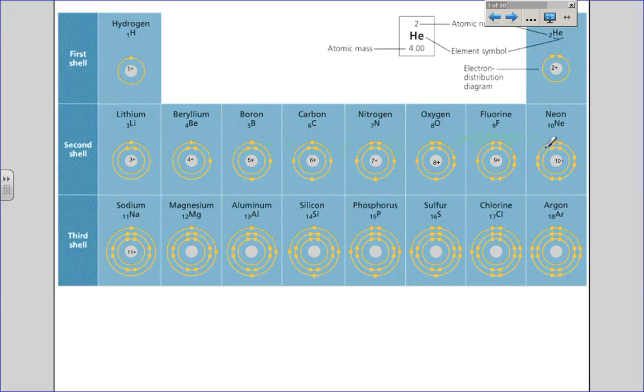What's important to note at this stage for all the properties is that there's greater increases or changes going down a group than we have as we're going across a period. So the changes in the atomic size going across are a bit more subtle than they are as we're going down a group.